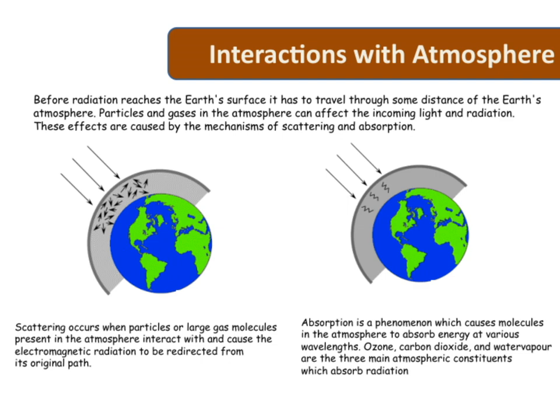Scattering happens when particles or large gas molecules in the atmosphere interact with electromagnetic radiation, causing it to be redirected from its original path. Think of it like light bouncing off particles in the air, which can affect everything from how the sky looks to how much sunlight actually reaches us. Understanding these interactions helps us grasp how the atmosphere filters and modifies solar energy, which ties directly into our overall theme of how Earth's climate and environment are affected by atmospheric processes.